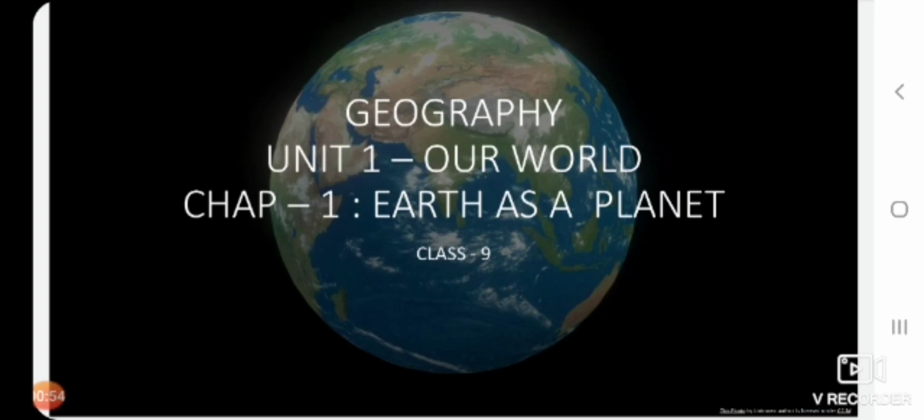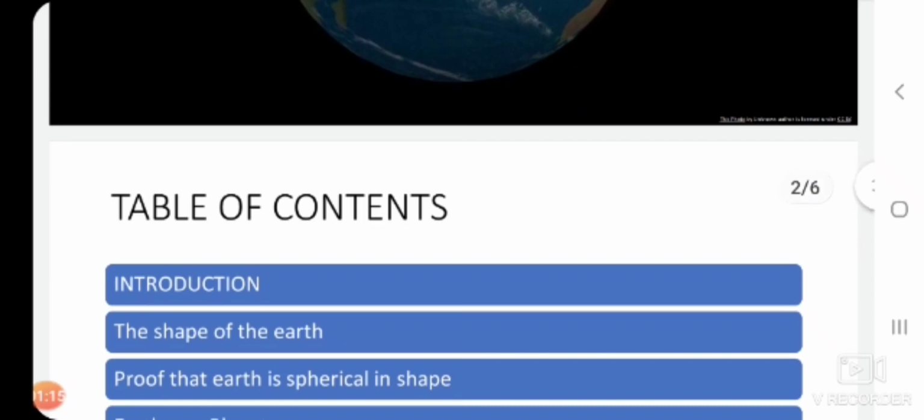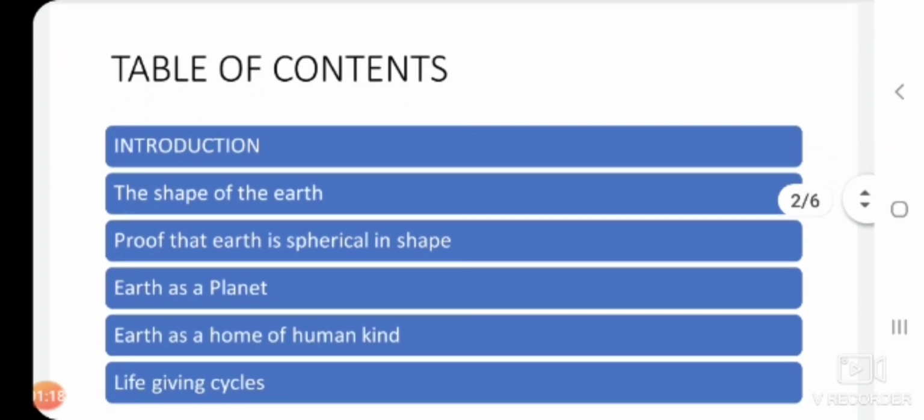So children, one by one slowly we will get into it, and we start learning with the first chapter of this unit, our world, which is Earth as a planet. As you are aware, we are in the solar system, and the family of the sun is called the solar system. Let me introduce very briefly that this solar system has 8 planets, where Earth is one of the planets, the third planet, and the home for mankind.